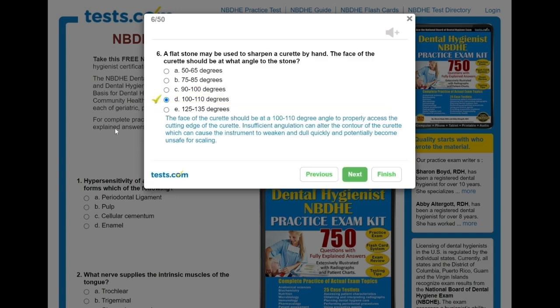D. 100 to 110 degrees. The face of the curette should be at a 100 to 110 degree angle to properly access the cutting edge of the curette. Insufficient angulation can alter the contour of the curette, which can cause the instrument to weaken and dull quickly and potentially be unsafe for scaling.